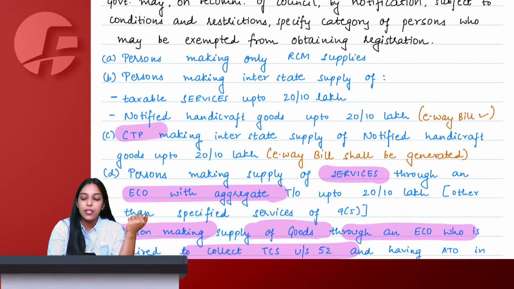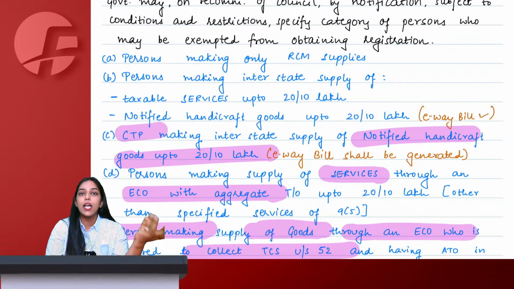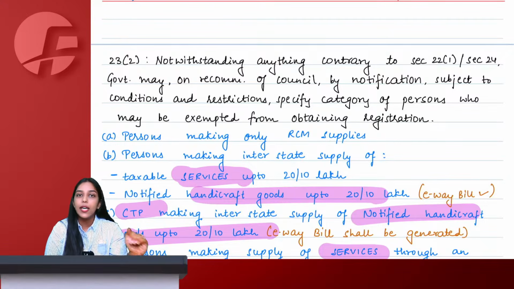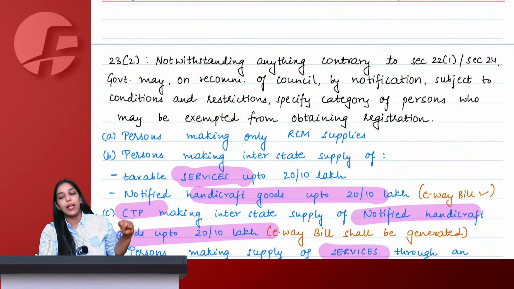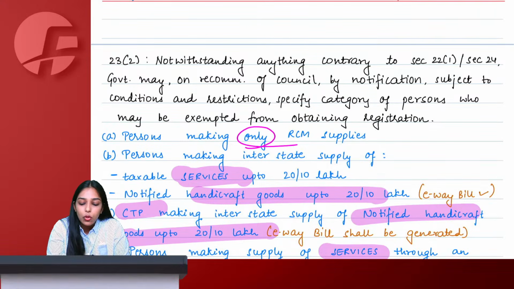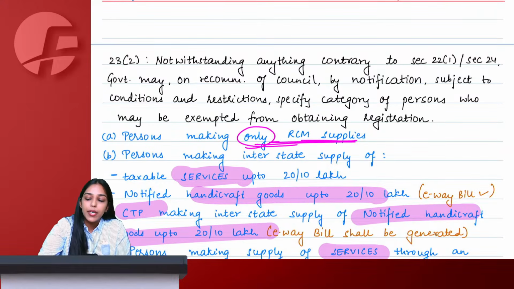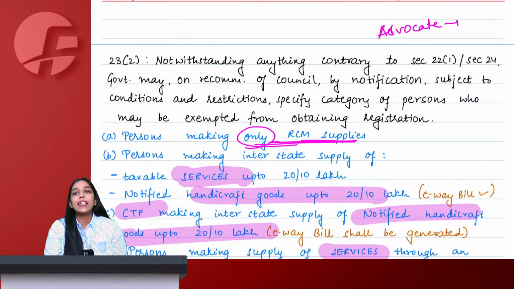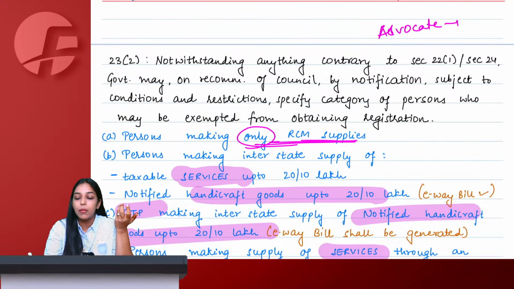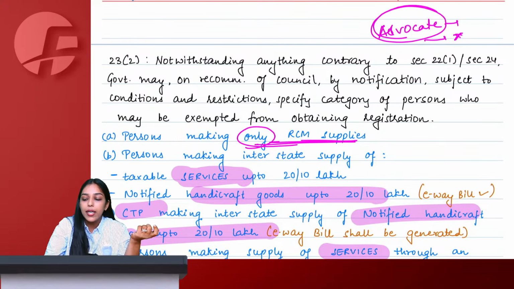Then a casual taxable person supplying notified handicraft goods. Again, we saw a person supplying services or handicraft goods interstate. Again, no registration required. Because a person who is availing RCM supplies is compulsorily required to take registration, where a person is making only outward RCM supplies, let's say an advocate giving supply to anyone, in that case either it is exempt or there is RCM. So an advocate will never be liable to collect and pay under forward charge mechanism. So there is no need for an advocate to take registration.